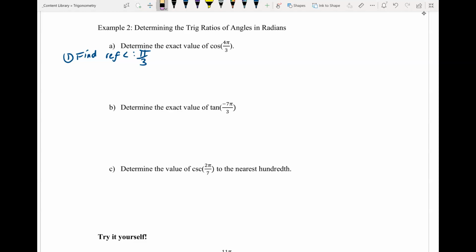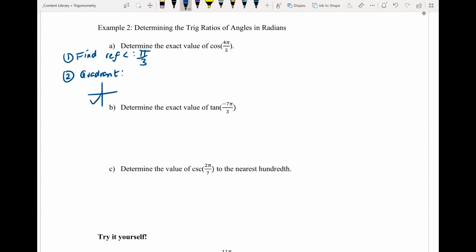Next thing we're going to do is determine what quadrant this thing is in. And when we looked at it in the unit circle above, it was in quadrant 3. If you didn't know that, that just means you don't have 4 pi over 3 memorized. So make sure that you do have it memorized so that you know what quadrant it belongs in.